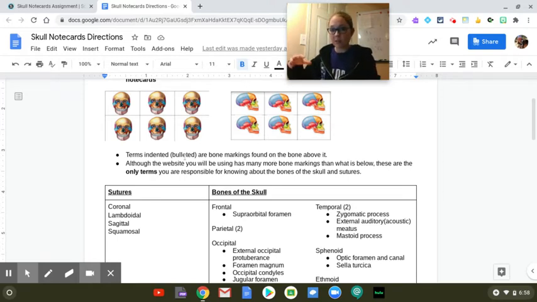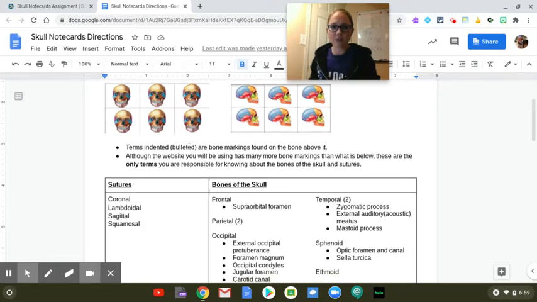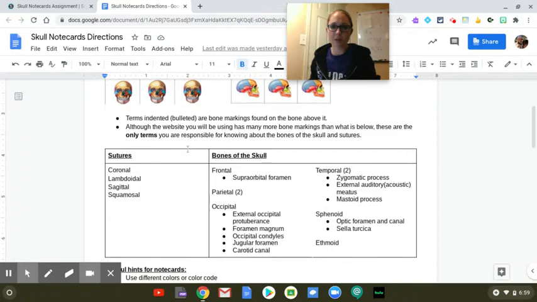Remember, we said the reason that we talked about general bone markings first is because you guys are going to see them a lot. And so what you're going to do is focus on the bones of the skull, and we've provided the specific bone markings that we want you to know for each bone. Although the website you will be using has many more bone markings than what is below, these are the only terms you're responsible for knowing. If you like using a website or outside resources, you are going to realize that there are a ton of bone markings out there on all of these different bones, but we limit the ones that you are going to be responsible for.